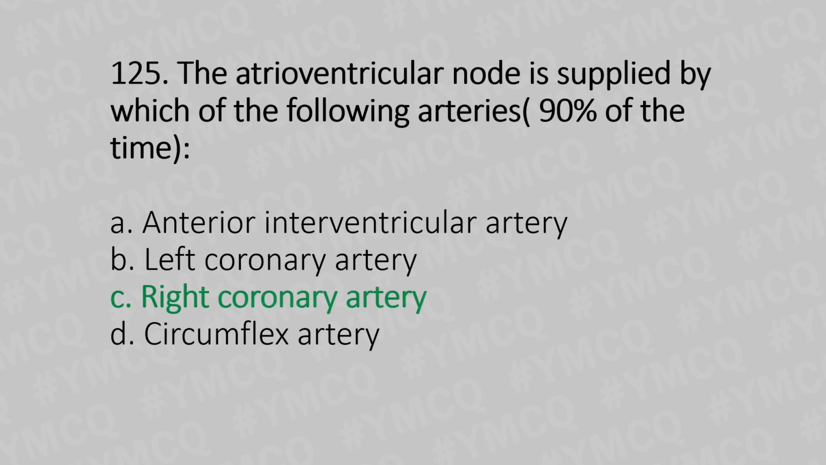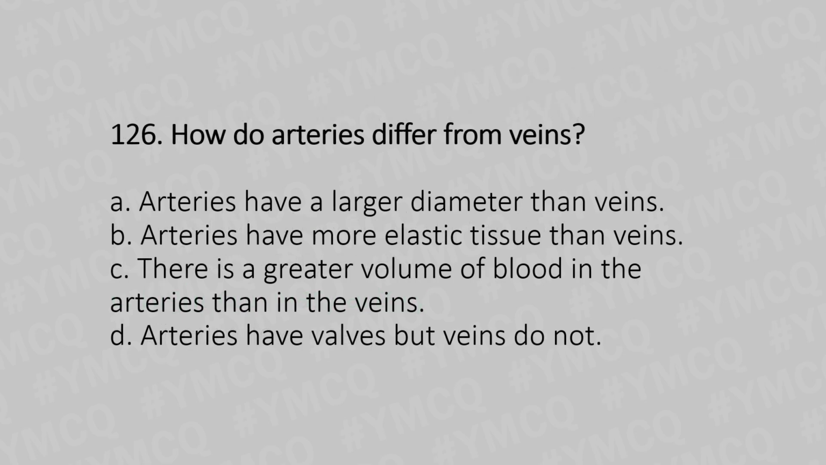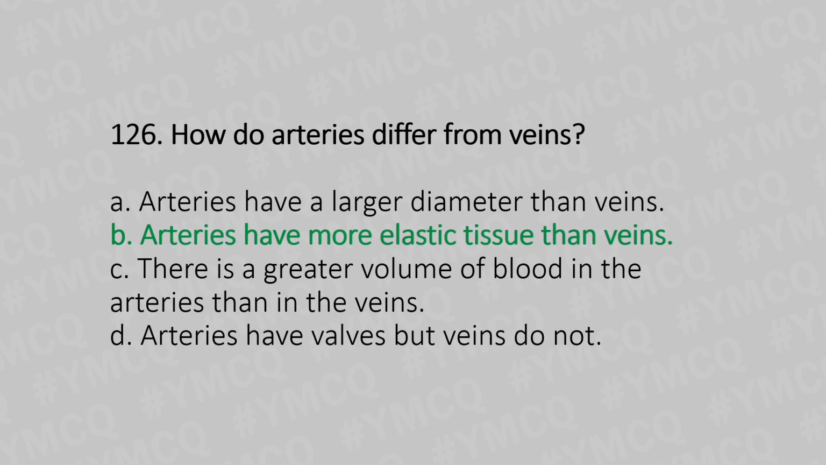Now let's move to question number 126. How do arteries differ from the veins? Option A, arteries have larger diameter than veins. Option B, arteries have more elastic tissue than veins. Option C, there is greater volume of blood in the arteries than the veins. Option D, arteries have valves but veins do not. And the answer is option B, arteries have more elastic tissue than veins.